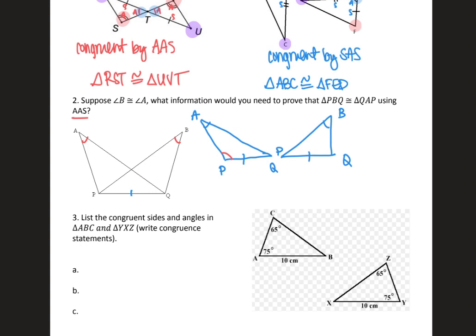So I'm going to say if angle P were congruent and Q were congruent, then we would have angle, angle, side. And same thing in the other triangle, angle, angle, side. You could also mark angle P and angle Q in the other triangle. So the information that we would need to prove that they're congruent is angle APQ congruent to angle BQP to show that they're congruent by AAS.